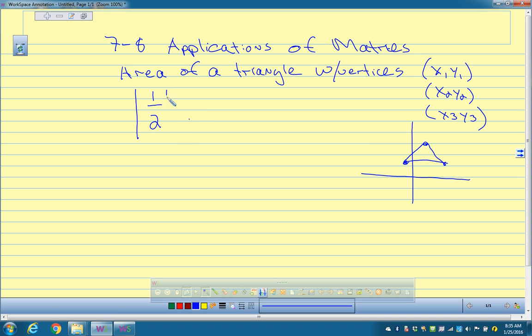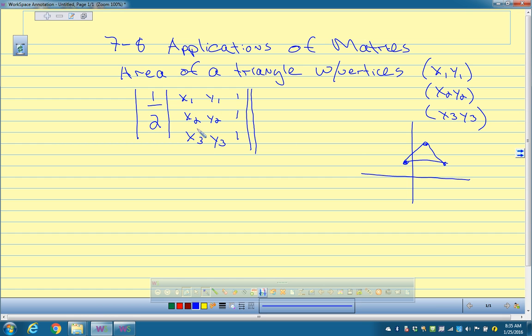And what it looks like is this: you put x1 here, y1 there, and a 1 here. Then you put an x2 and a y2 and a 1, and an x3 and a y3 and a 1. Then you take the absolute value, a double bar, because the area always has to be a positive number, right? Basically what you're finding here is the area of a parallelogram.